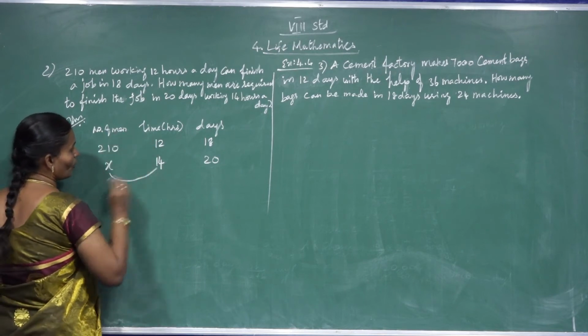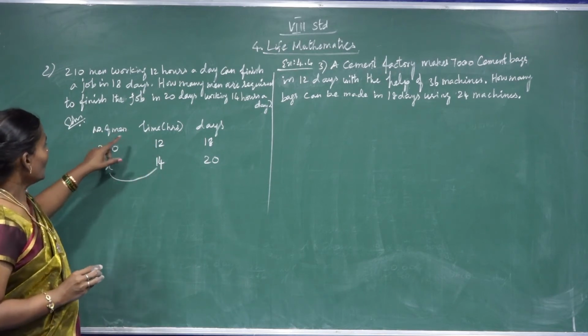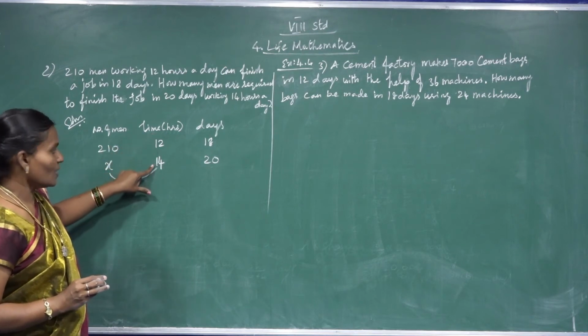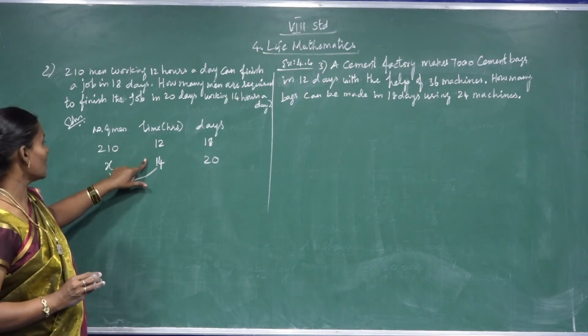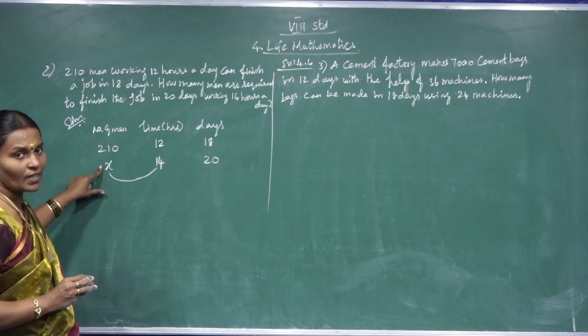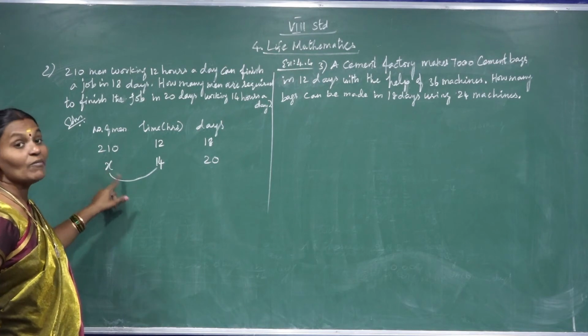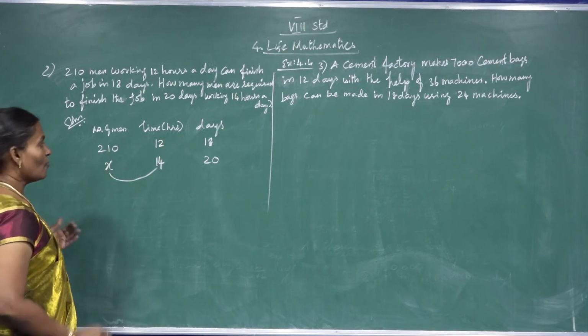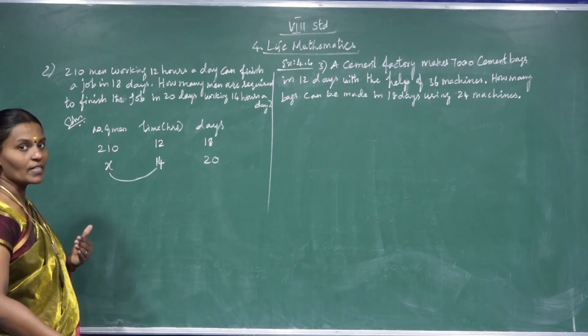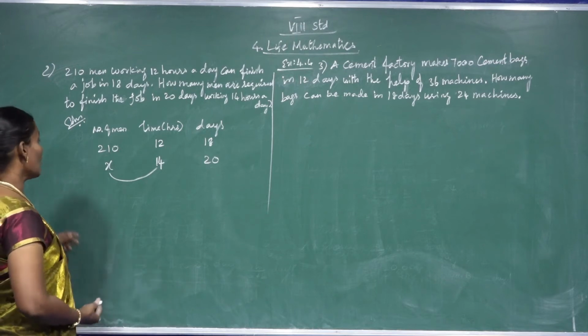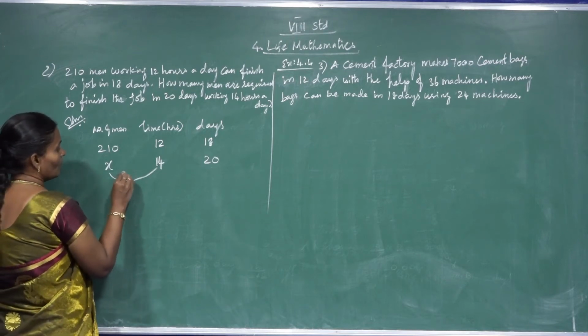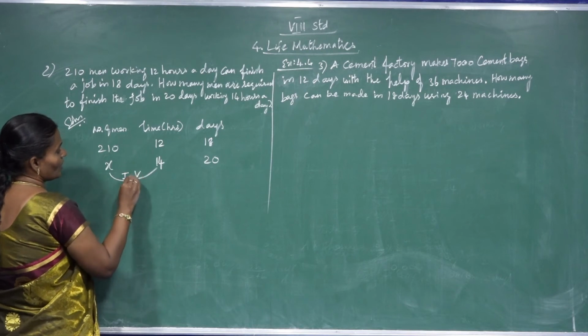Now compare the number of men and time. If the time is increased, definitely the number of persons will decrease. So this is the inverse variation, because one increases and the other decreases. So here you write inverse variation.